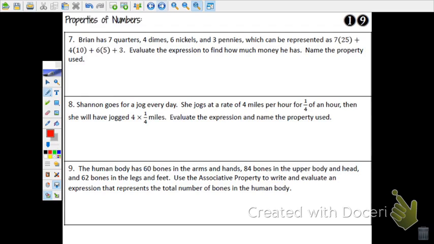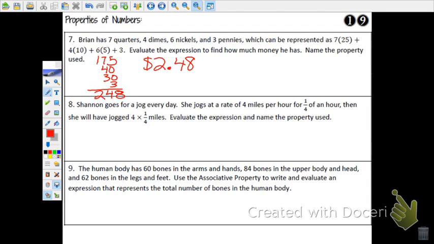So first we're going to evaluate. So if I take 7 times 25, what do I get? 175. When I take 4 times 10, what do I get? 40. When I get 6 times 5, 30, and then 3. So when I add them together, I get 248. What's going to be my answer for how much money he has? $2.48.